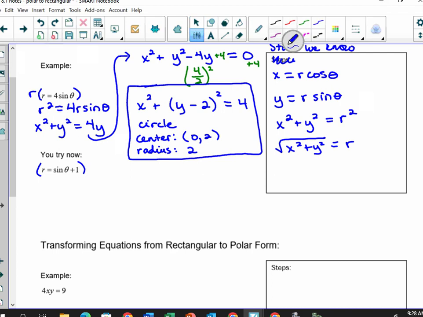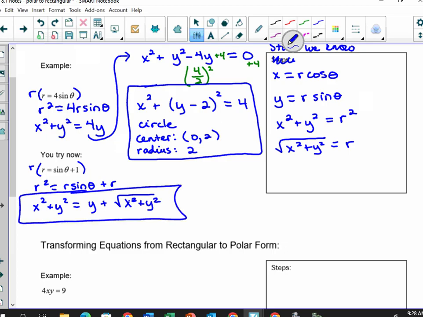All right, let's look. Did you multiply by r first? Did we get x squared plus y squared equals y plus? I did that. Yeah. That's it. Woo! Okay.